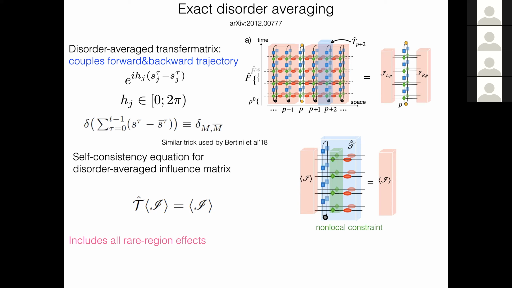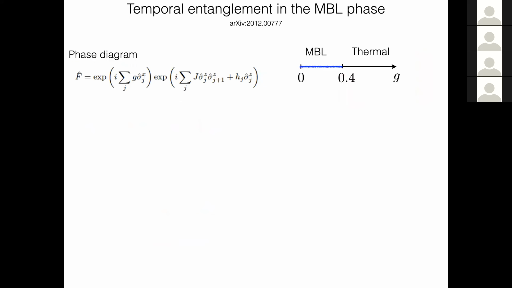And then a very convenient thing about this approach is that you can just now study the self-consistency equation for the disorder averaged influence matrix, right? So pictorially, what I'm adding here is a non-local constraint, denoted by this green tensor, which effectively projects onto the sector where magnetization is the same between forward and backward contours. And what is nice is that in principle, all the rare region effects are accounted for, right? Of course, now your goal is to understand the properties of this eigenvector of the disorder averaged transfer matrix.